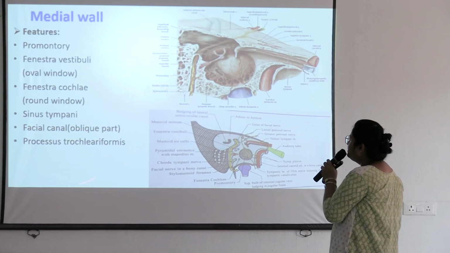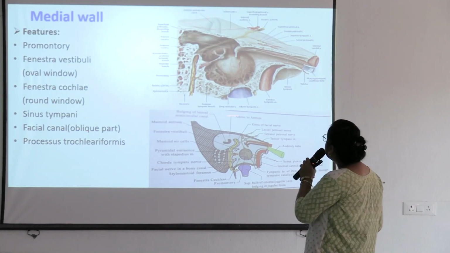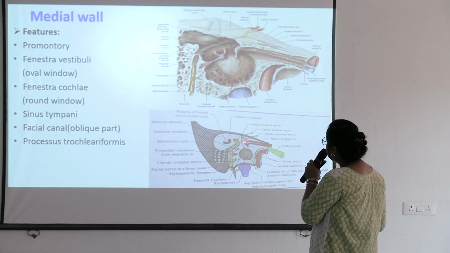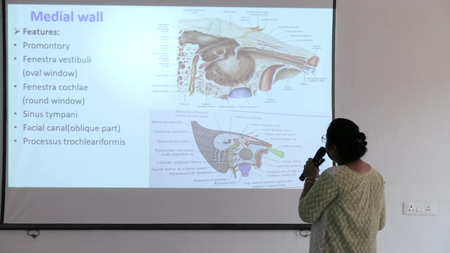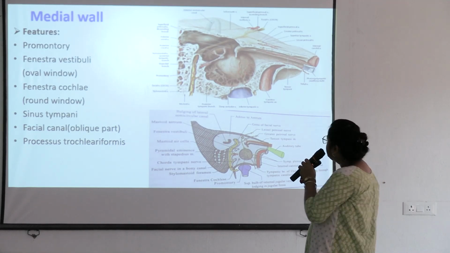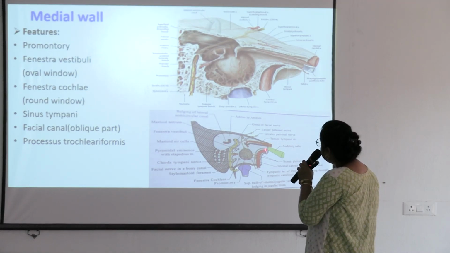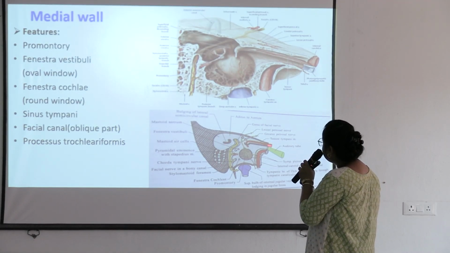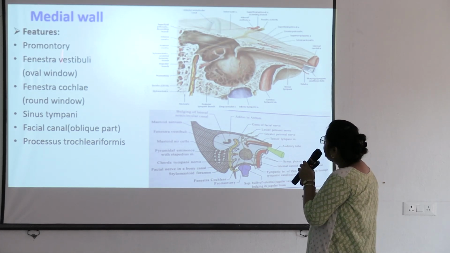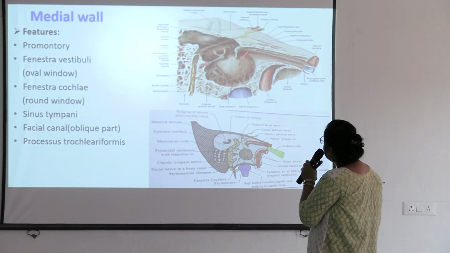Next is the processus cochleariformis. Okay. This is a hook-like bony projection. This is the processus cochleariformis, around which the tensor tympani muscle is hooking. Okay. This tensor tympani is hooking around this processus cochleariformis. So, all these are features of the medial wall.